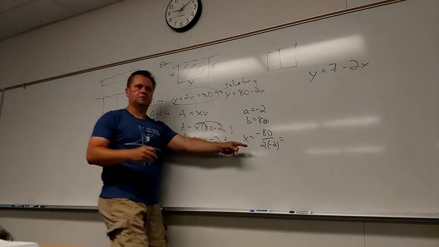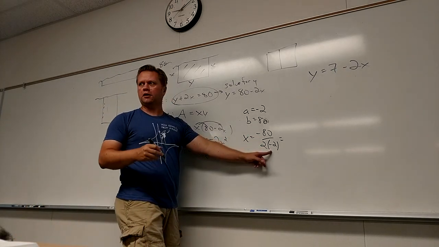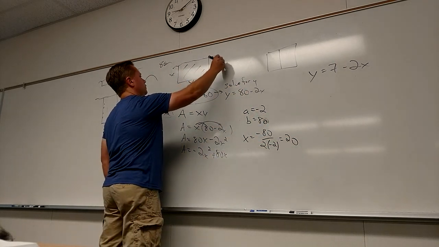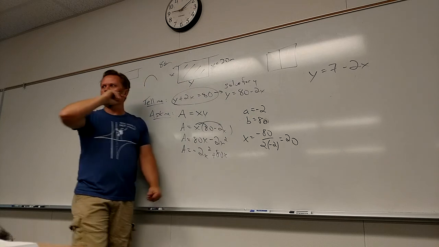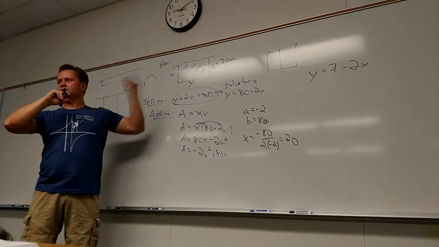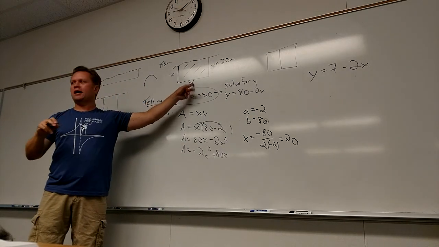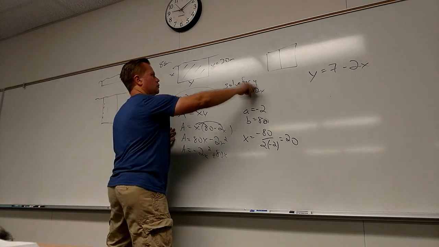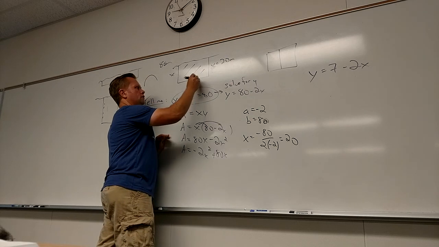So you get negative 80 over negative 4, you get 20. So this side is 20 meters. The other side is 20 meters. Of course that side's 20 meters also. Now, I want to know what that is. 40. Plug it in. Y is 80 minus twice 20, so 80 minus 40, 40.